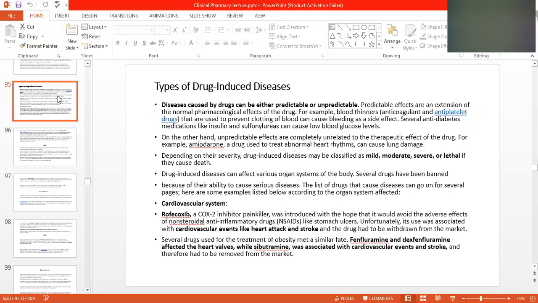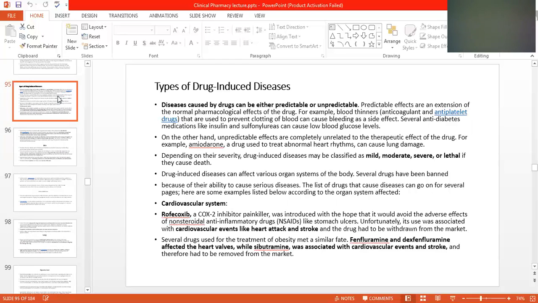On the other hand, unpredictable effects cannot be predicted. These effects are completely unrelated to the therapeutic effect of the drug. For example, amiodarone, a drug used to treat abnormal heart rhythms, can cause lung damage. Depending on the severity, drug-induced diseases may be classified as mild, moderate, severe, or lethal if they cause death.